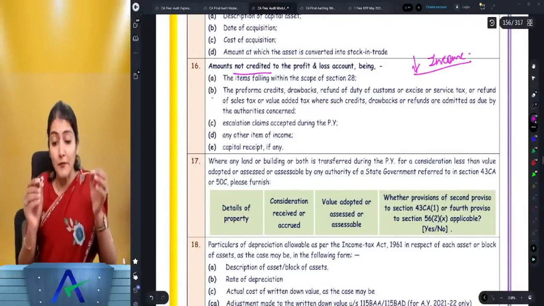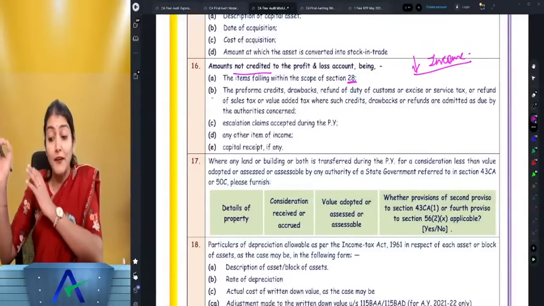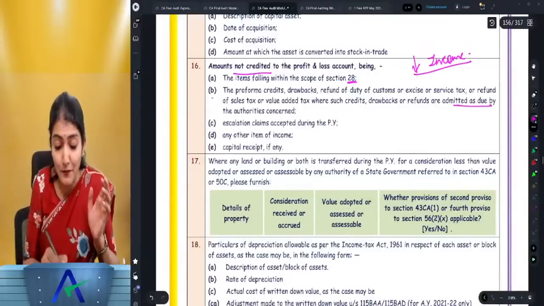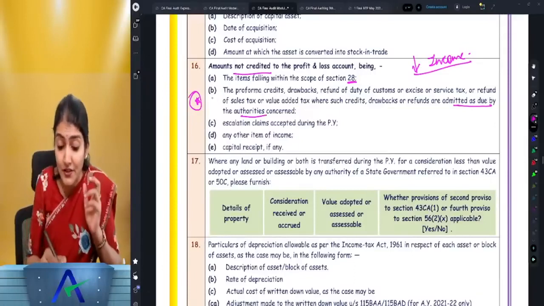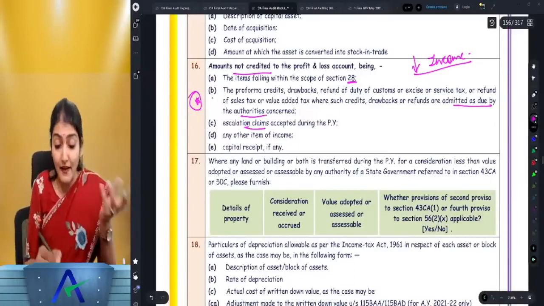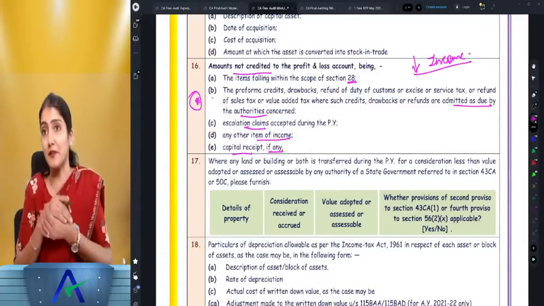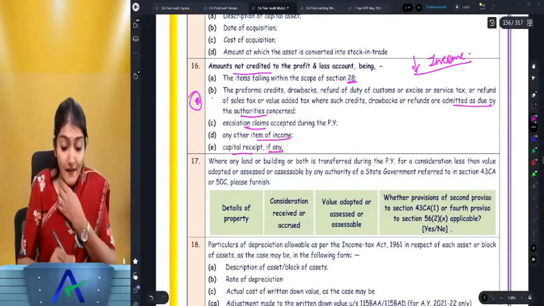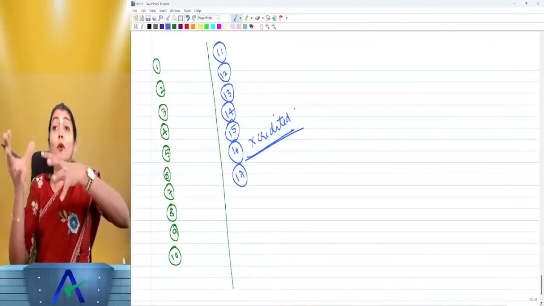Okay. Items falling within the scope of section 28. Then pro forma credit, drawback, refund of duty which has been admitted as due by the authorities. Recently, there was a case study made on this one. And then escalation claims accepted during the previous year, any other item of income and capital receipt, if any. We just discussed the capital receipt.